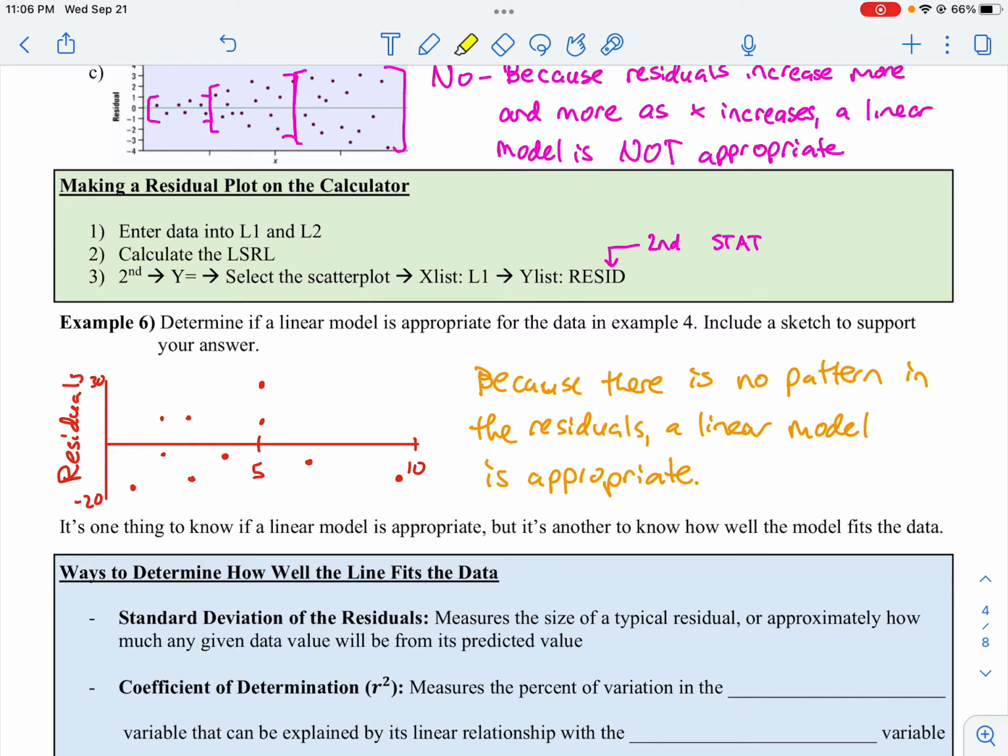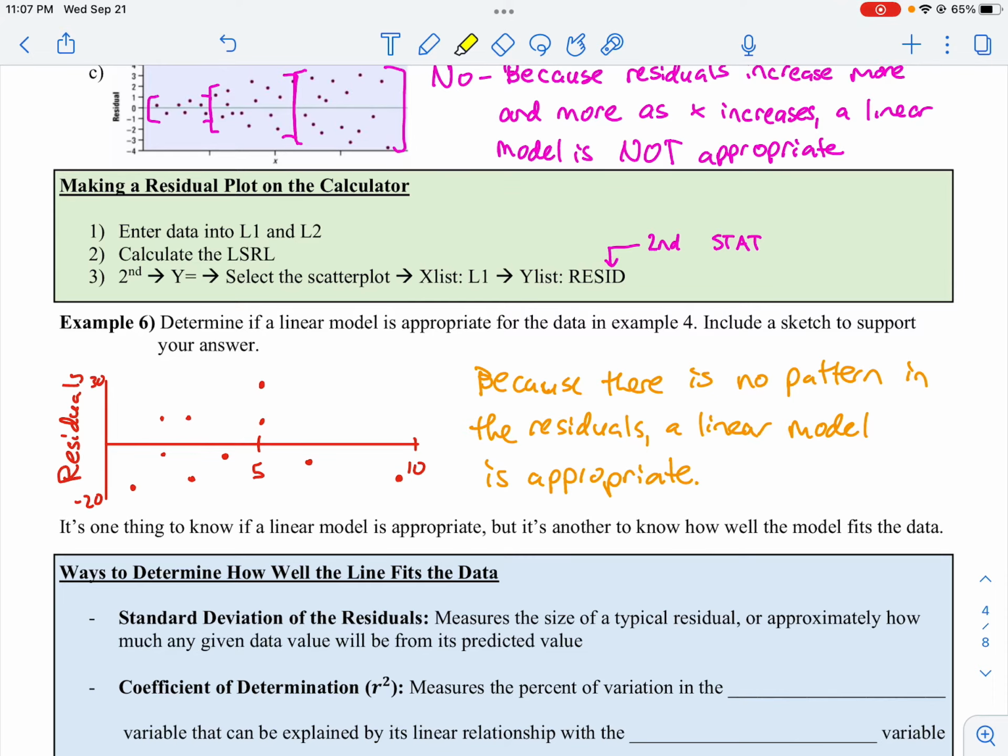Now, what's important to know is this. It's one thing to know if a linear model is appropriate, which is what a residual plot tells us. Yes, it is, or no, it isn't. But what it doesn't do is tell us how well it fits. So it's another thing to know how well the model fits. How good is this? How accurate is it? Yeah, it's linear, but how linear? How close to being a perfectly straight line is it?